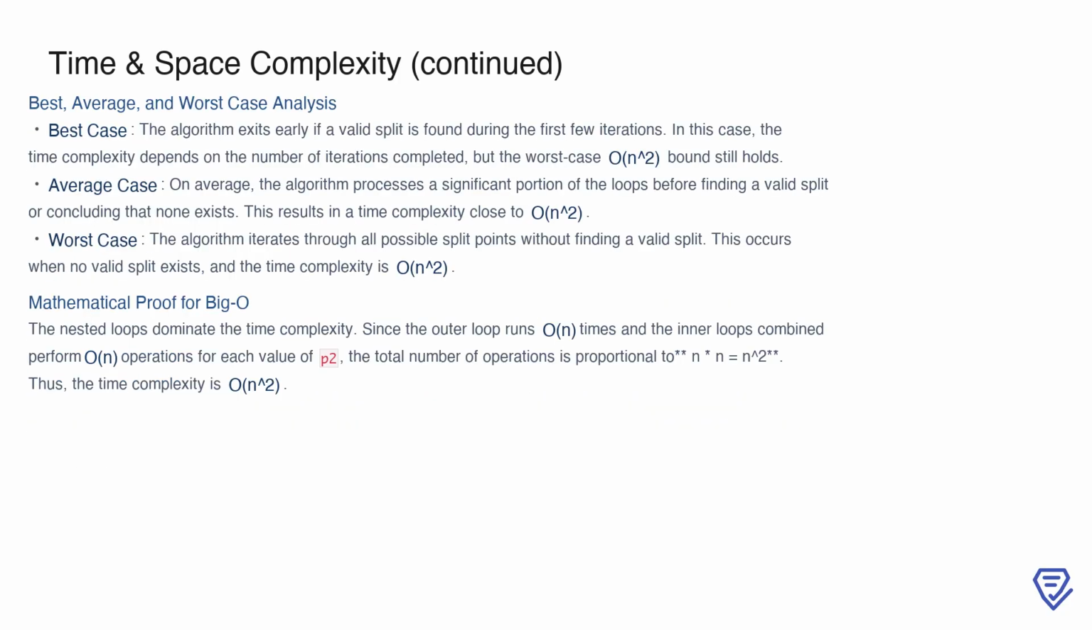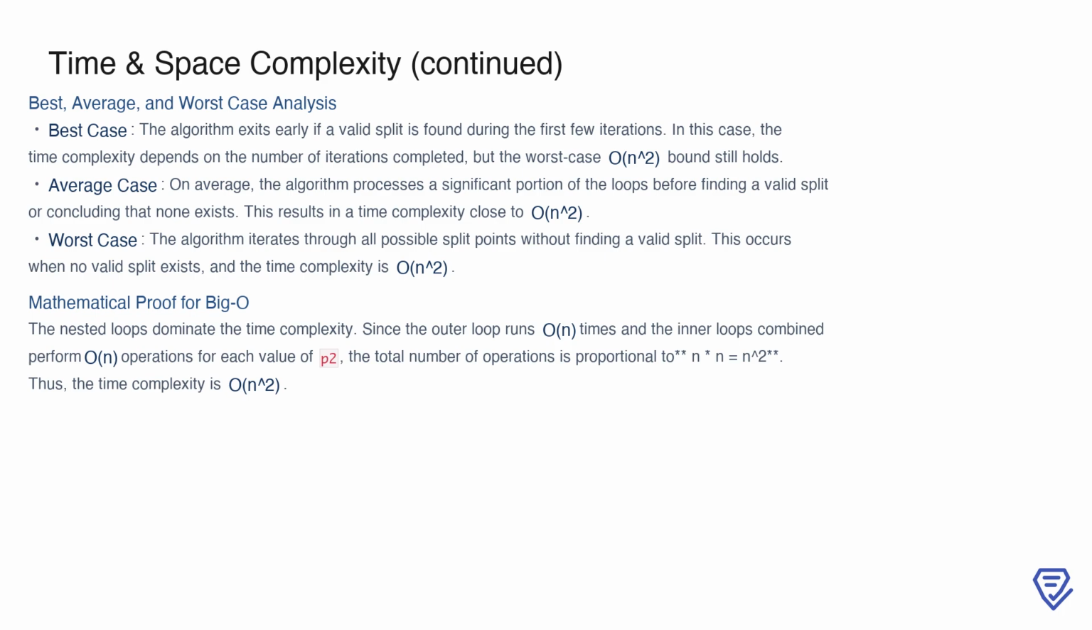To wrap up, let's analyze the best, average, and worst-case scenarios for this algorithm. In the best case, a valid split is found early, allowing the algorithm to exit after processing only a few iterations, though the worst-case bound of O(n²) still applies. In the average case, the algorithm processes a significant portion of the loops before either finding a valid split or concluding that none exists, resulting in a time complexity close to O(n²). In the worst case, the algorithm iterates through all possible split points without finding a valid split, which happens when no valid split exists. This worst-case scenario also has a time complexity of O(n²).